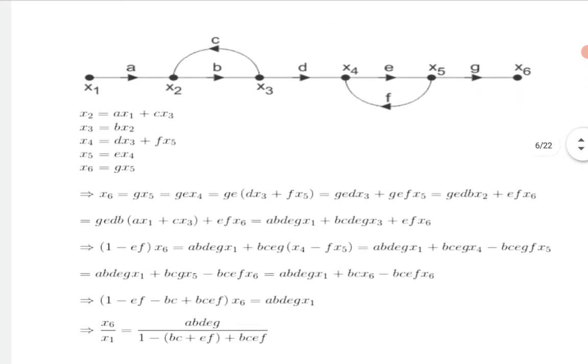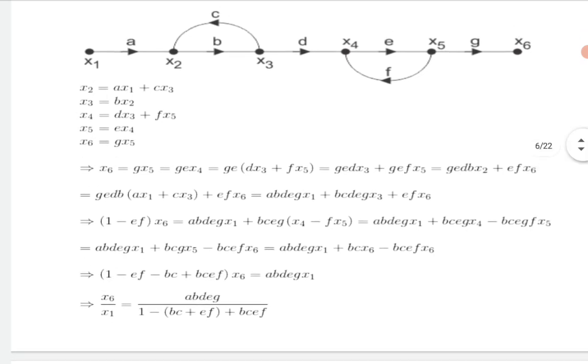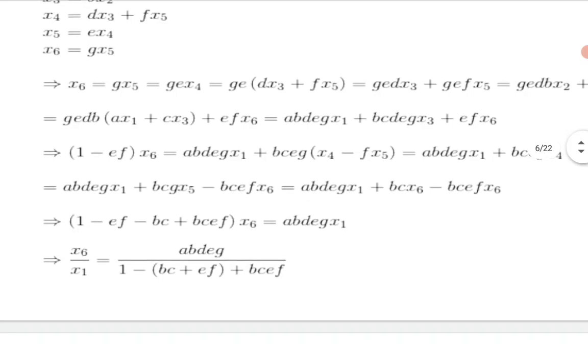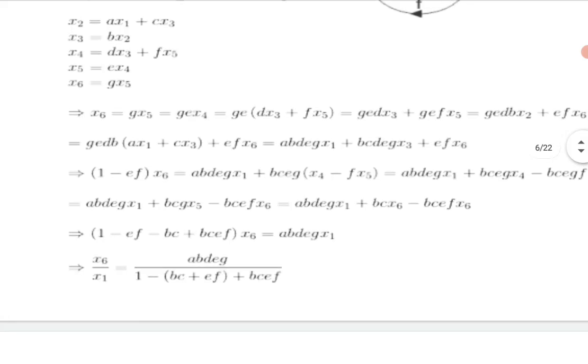Now I will eliminate all the intermediary nodes from x2 to x5 with the help of the algebraic elimination method. Then I can keep only the variables x1 and x6, and by that we can generate x6 by x1 is equal to a b c d e g at the numerator, divided by 1 minus (bc plus ef) plus bc ef.